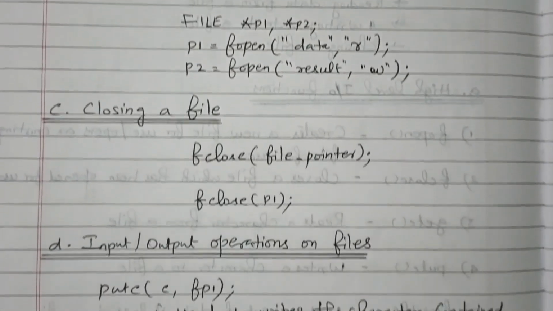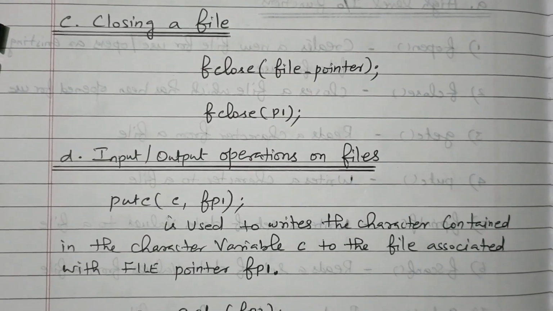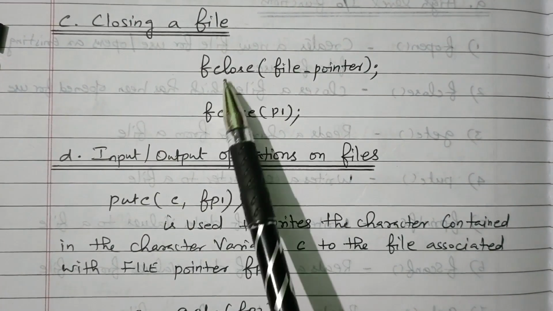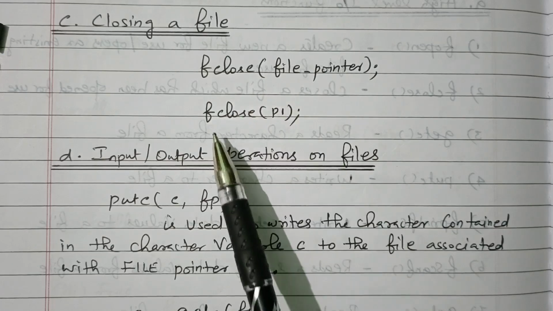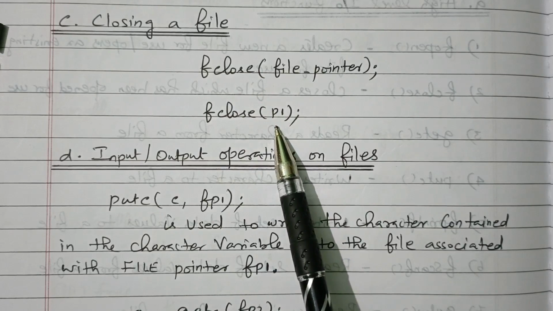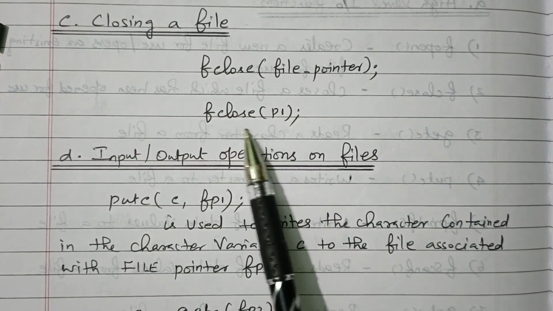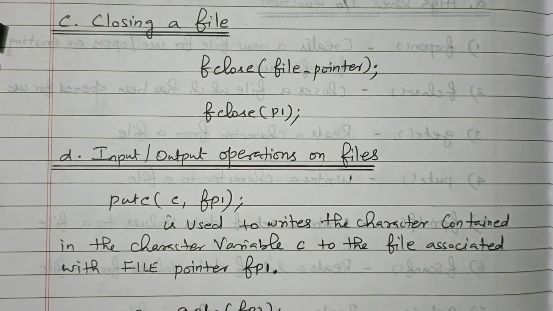Then we'll go for closing a file. Once the file is open, it must be closed. fclose, file pointer, fclose p1, right? Once the file is open, it must be closed, then only it will go to the beginning of the file, right? File close. Then we'll see what are the input output operations available.